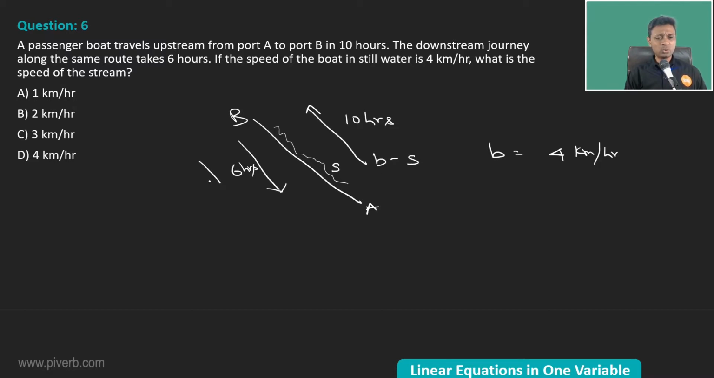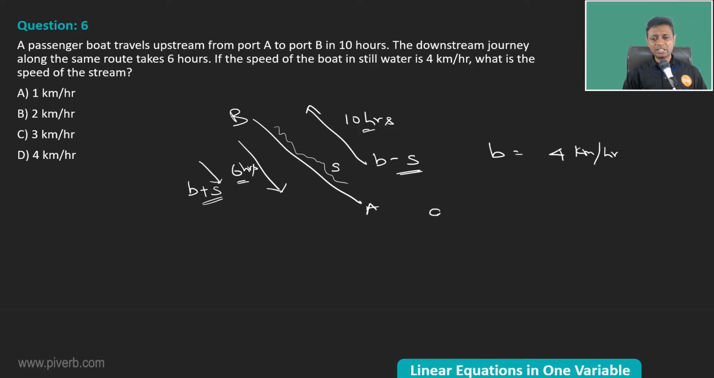When you're traveling downstream, the stream helps you. You're aided by the stream. The speed will be B plus S. It takes 10 hours when you're traveling at B minus S to travel the distance. It takes only 6 hours when you're traveling at B plus S to cover the distance. We know that B is 4 kilometers per hour. We need to find S.